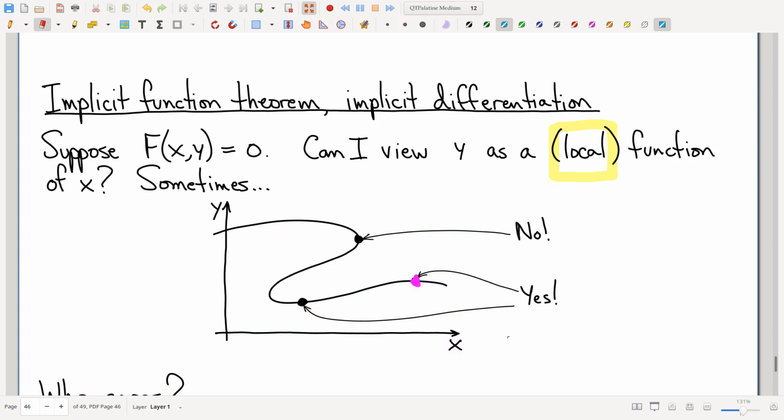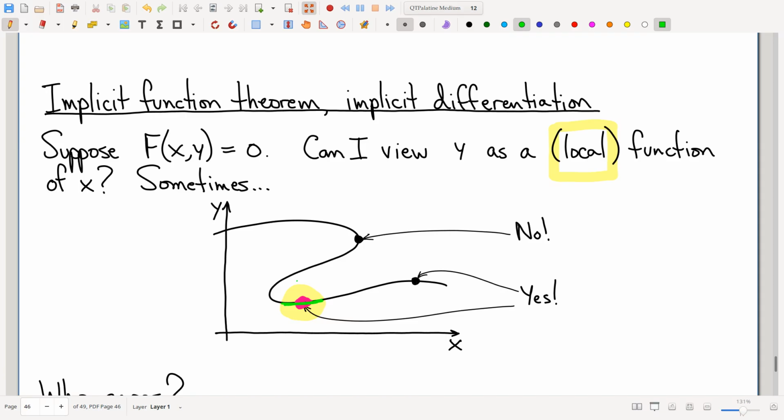Now, here's a tricky one. Tricky variation. What about at this point? Can I locally view y as being a function of x? And it's tempting to say, nah, look at that vertical line, we got a problem. But just keep in mind, locally means, again, we get to pick this ball however small we need to make it. If there's any way to make that ball small enough for the answer to be yes, then that's how small we're going to make it. Right? So if I choose the ball like that, then locally means we're only looking at this little piece of the curve.